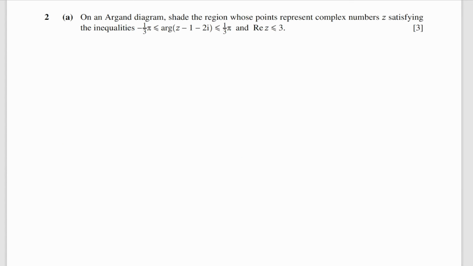Question 2 is about complex numbers. And first of all, let's take minus outside of the brackets. Now we have to draw the locus of all complex numbers with the argument in between -pi over 3 and pi over 3. That's going to be a half line with the center 1 plus 2i.